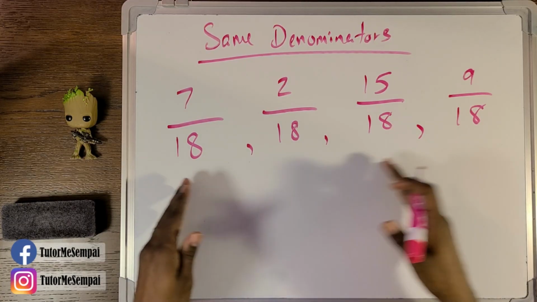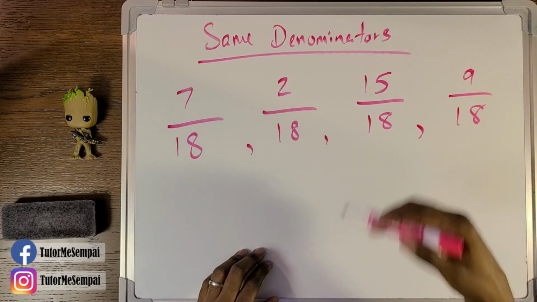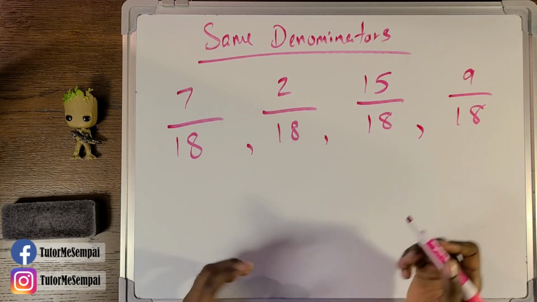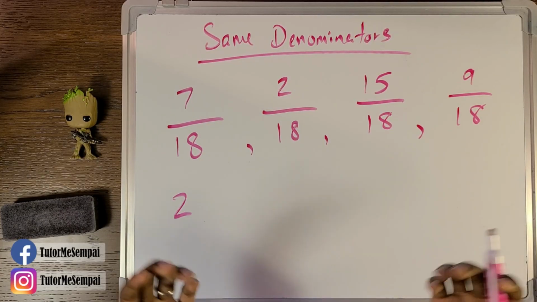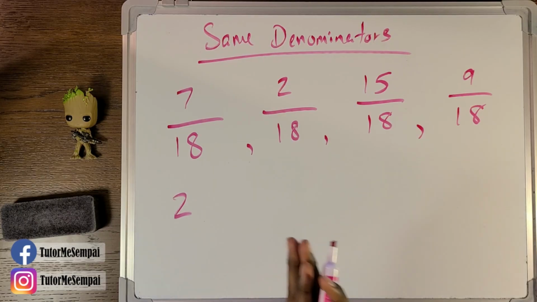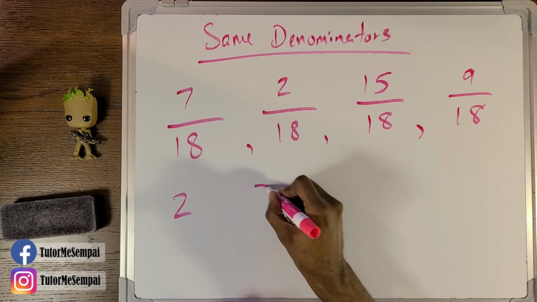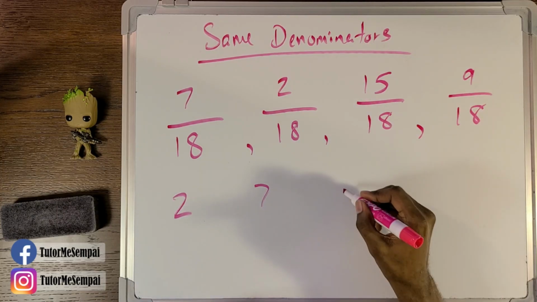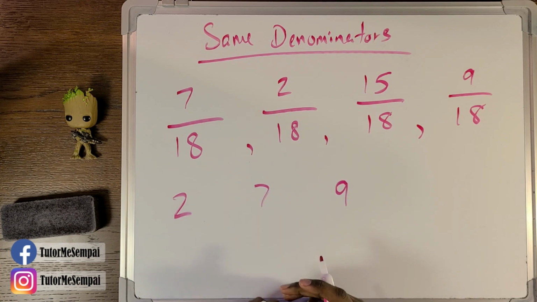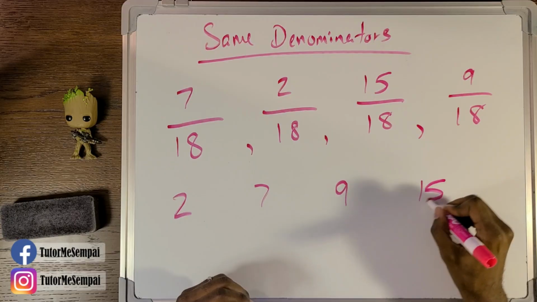So if they all have the same denominator, then which one of these is the smallest numerator? Well, 2 is going to be the smallest numerator. So you write 2 here. And then you keep going. Which one's going to have the next smallest numerator? The 7, so you put 7. How about the next smallest? 9, so you're going to have a 9. And then the last one is going to be 15. So you put that 15.